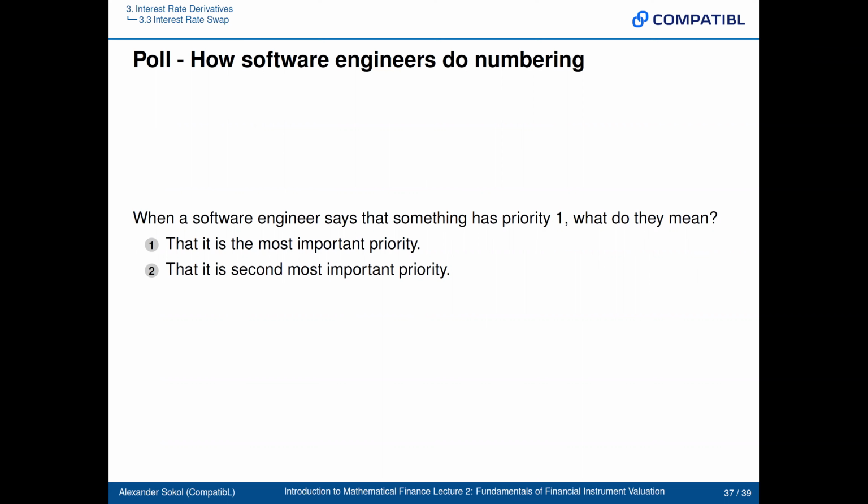Three people. Okay, four. Who thinks it's the second most important priority if it's priority 1? Aha, okay, clearly winning. Okay, right. So I can see that a lot of software engineers here. Exactly, they know. That's right, yeah. All right, yeah, well, you're absolutely right.